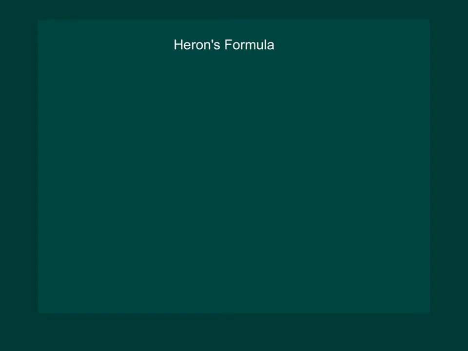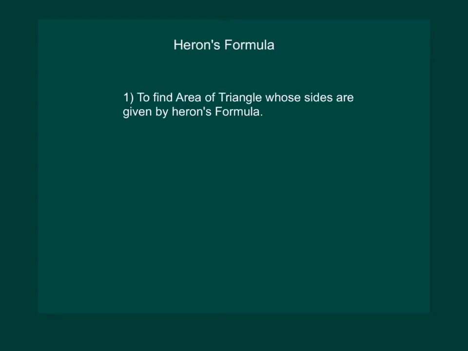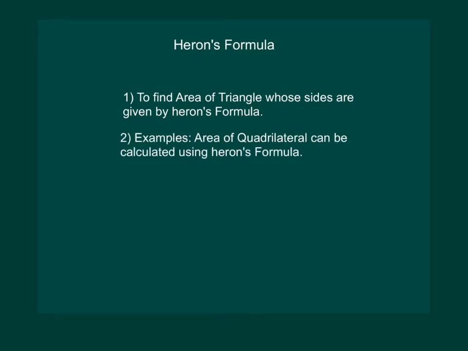In this chapter of Heron's formula, we will study how to find the area of a triangle whose sides are given by Heron's formula. Then we shall take up some examples to depict that area of quadrilateral can also be calculated using Heron's formula.